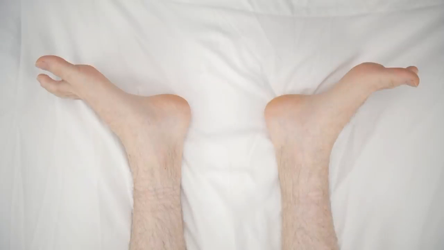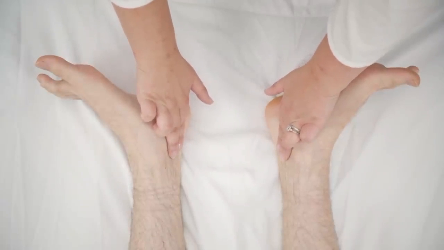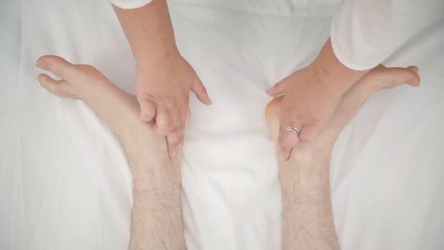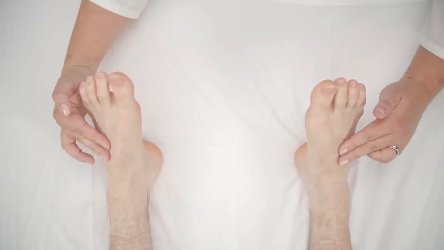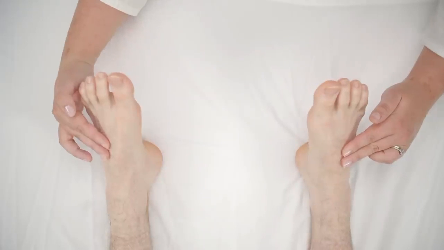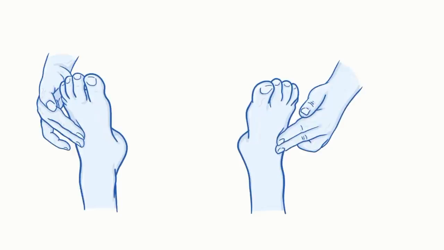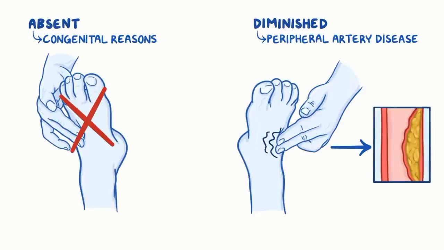Next, let's take Fred's posterior tibial pulse to assess blood flow to each foot. Tell Fred to relax and slightly extend his foot. Place your fingers behind and below his ankle bone, and compare both sides. And now, let's take Fred's dorsal pedis pulse to assess blood flow to each foot again. Now again, tell Fred to relax his foot. Run your fingers in the groove between the extensor tendons of Fred's great toe and his first toe until you feel the pulse. Again, compare both sides. Fred's dorsal pedis pulse may be absent for congenital reasons. A diminished dorsal pedis pulse may indicate peripheral artery disease.